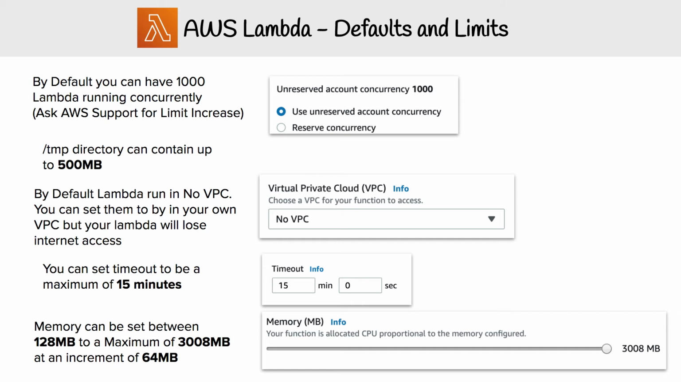So we are looking at defaults and limits for AWS Lambda. It's not all of them, but it's the ones that I think are most important for you to know. By default, you can only have 1,000 Lambdas running concurrently, okay? So if you want to have more, you'd have to go ask AWS support.